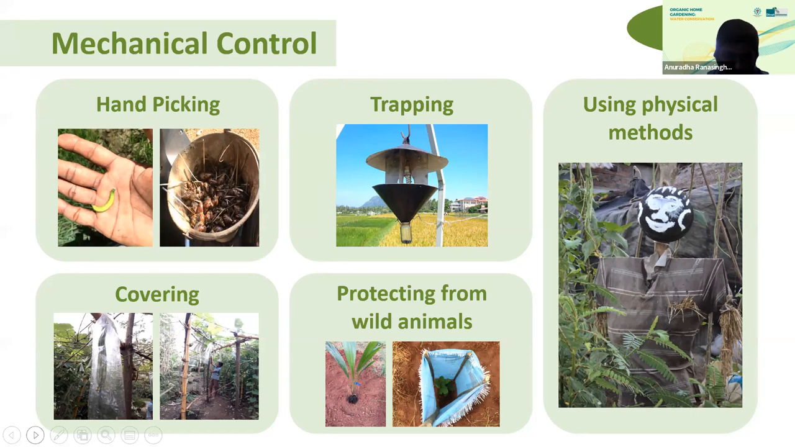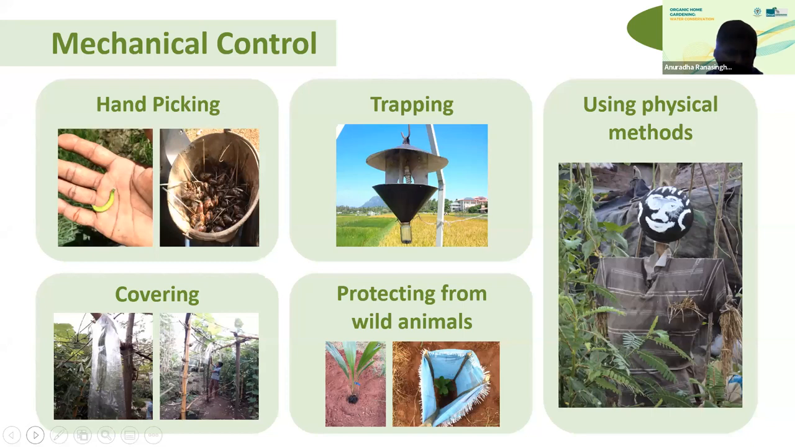Then you can use some traps, especially during the evening time around 7 o'clock. Brinjal pod borer and some other insects like butterflies come and get attracted. This is a picture I have taken at the Rice Research Institute. This is a light trap. Some insects are attracted to the light, they fall through this funnel and collect in this bottle.